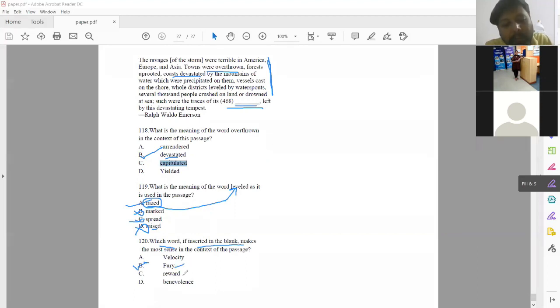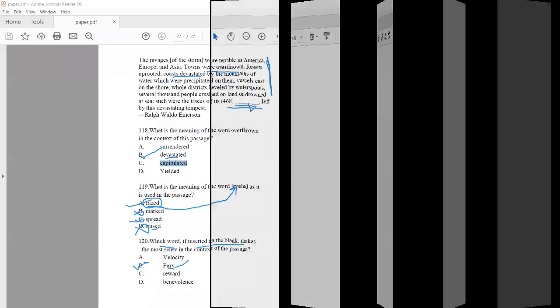Velocity is speed, reward is again positive, benevolence is positive, velocity is neutral, fury is negative. We needed a negative word, right? So that's the understanding for this particular answer.